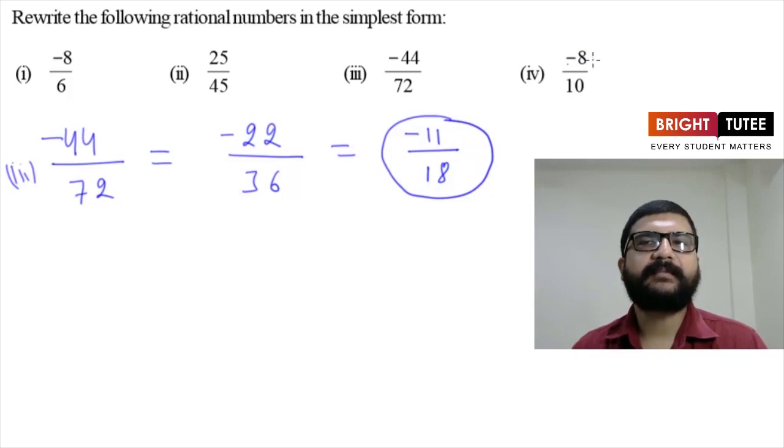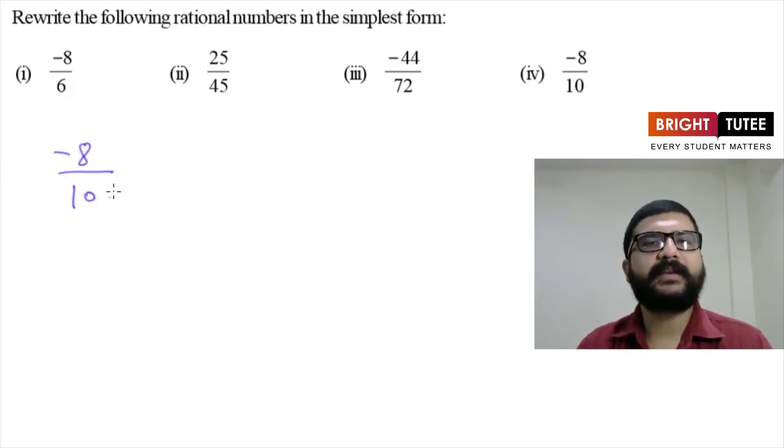Now the fourth number is minus 8 upon 10. Is there any common factor between numerator and denominator? Yes, there is one common factor and that is 2. So let's divide them with 2.